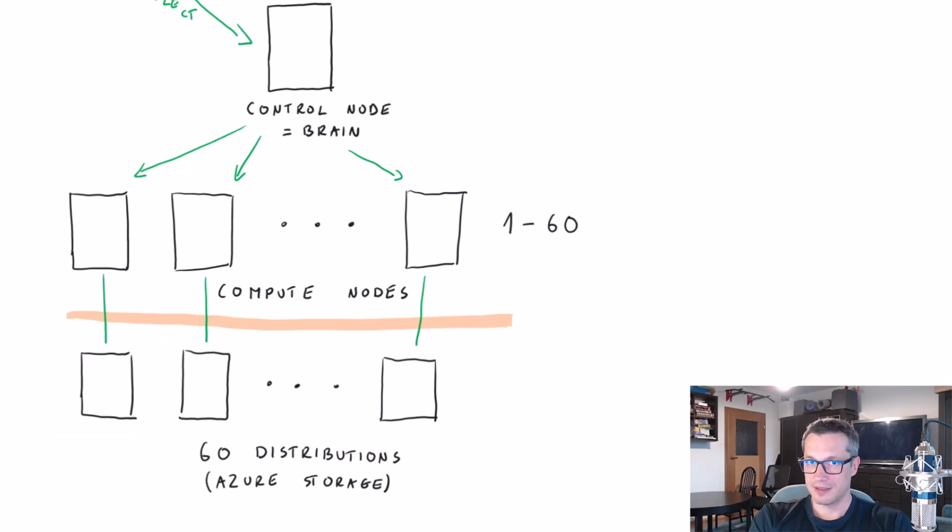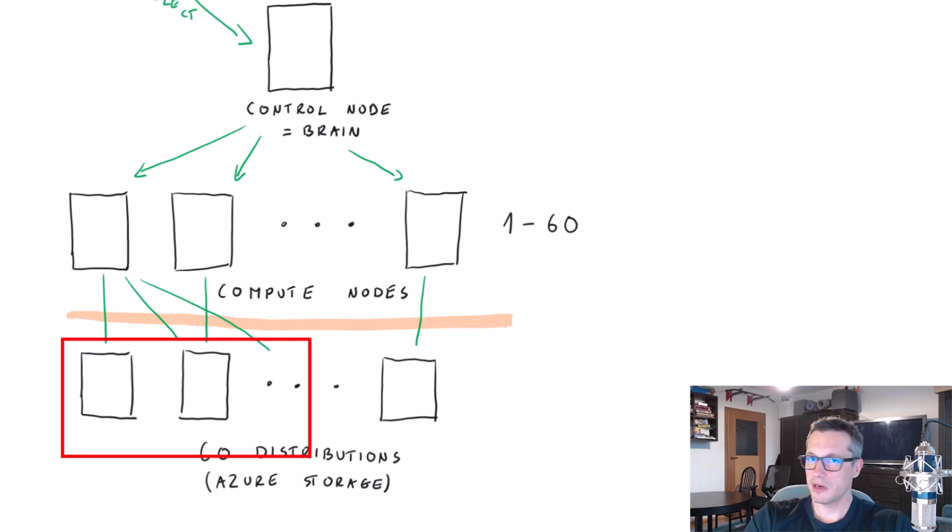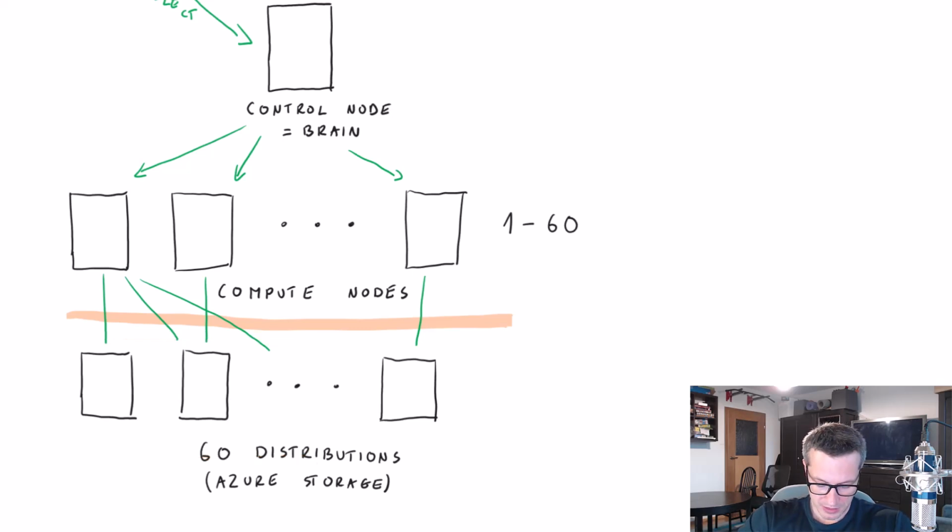If you have less than 60 compute nodes, then it might be the case that a single compute node will work on 3, 4, or 5 distributions. So it will have more data to process on its own, which will take more time. But if you don't want to pay tons of money, maybe that's a valid option.